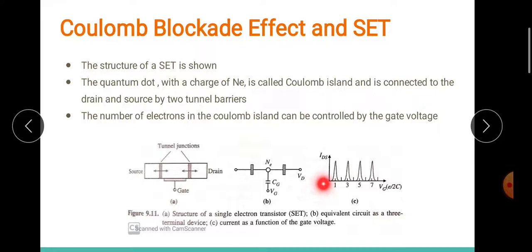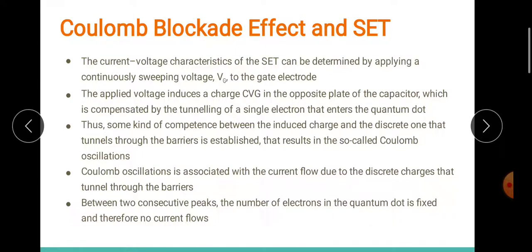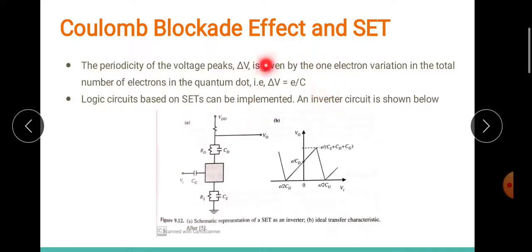Right. Now the periodicity of this voltage peak is given by the one electron variation in the total number of electrons in the quantum dot. So, delta V equal to e by C. So, we can say that the capacitance of the quantum dot can be obtained by measuring the voltage difference between the two consecutive peaks. That's it. Right? So, I guess the idea about single electron transistor is clear. Why is this transistor so important? They depend upon a single electron transmission or tunneling.